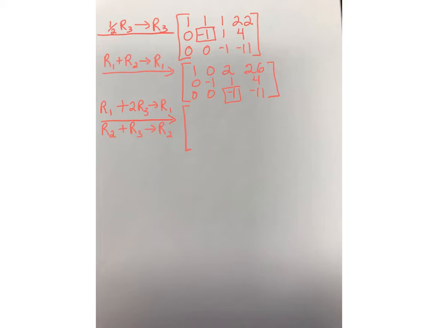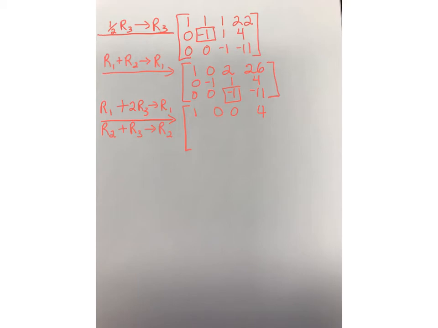Our row 1 is going to change to 1 plus 2 times 0, we just get 1 here. So we write 1, then we get 0 here, because then we'll have 2 times -1 times 2, so that'll give us 0 as well. Then we're going to have 26 plus 2 times -11, so that's 26 minus 22. That's going to give us 4.